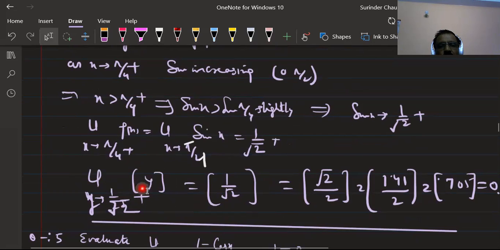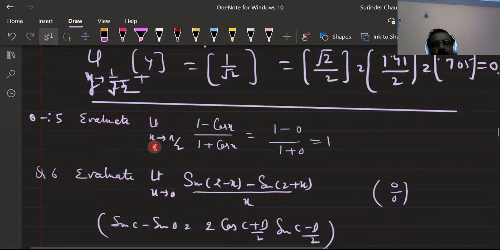Now the limit in place: we put this equal to y, so the limit as y approaches 1 by root 2 from the positive side. The function of y is 1 by root 2 multiplied by root 2 divided by root 2, and this comes to the function of 0, which is equal to 0.